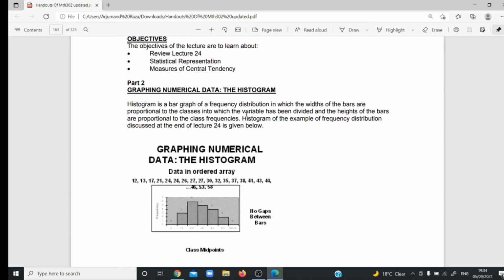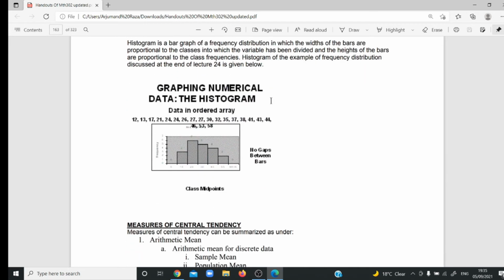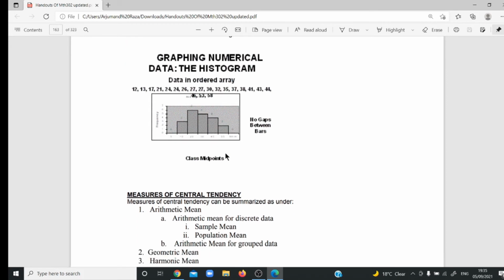Okay, how to graph numerical data: the histogram. This is the example of a histogram, or a histogram is an example of frequency distribution. If somebody asks you how to show a frequency distribution, this is the method. You can write, or you can show, or you can explain them. A histogram is basically the bar graph of a frequency distribution, with the width of the bars proportional to the classes into which the variable has been divided.